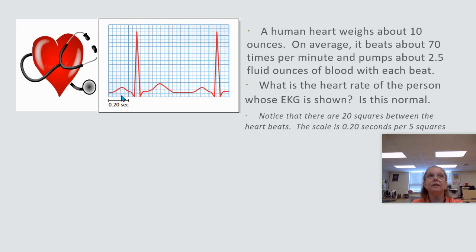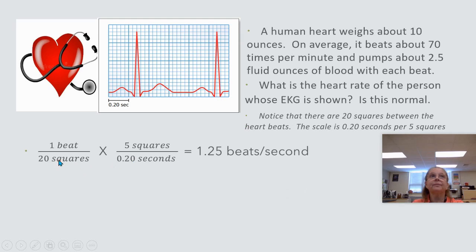There's a little scale on the bottom. 1, 2, 3, 4, 5 boxes is 0.2 seconds. 2/10 of a second is 5 boxes. And from here to here is 20 boxes. So let's use that information. One beat from here to here took 20 squares, 20 boxes. The scale shows me that 5 of these squares is 2/10 of a second.